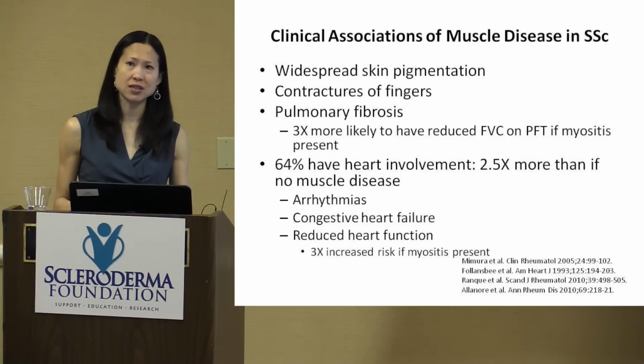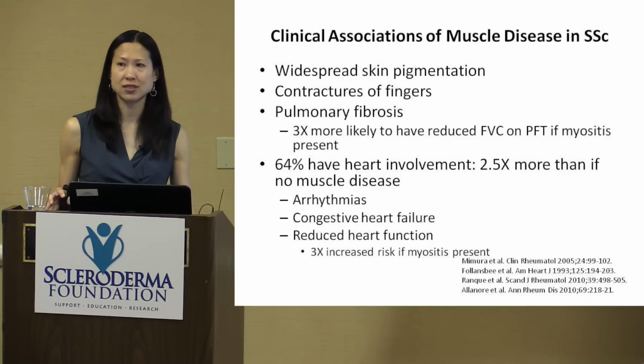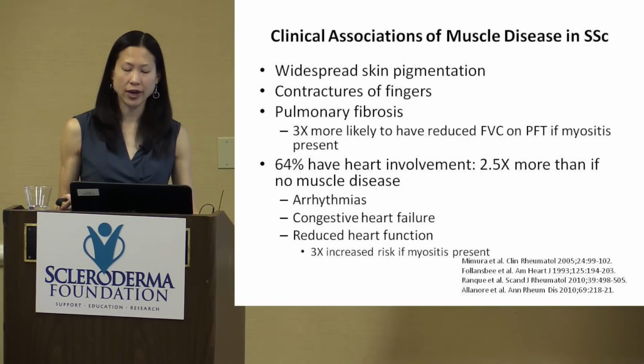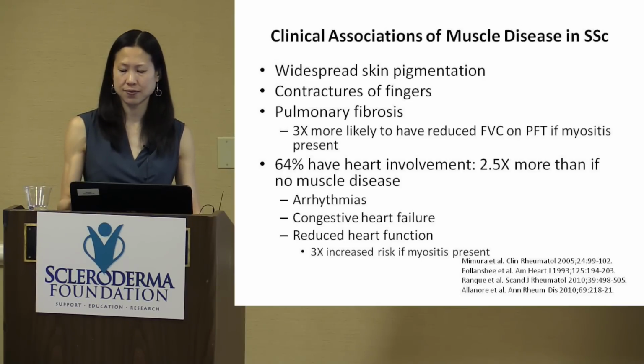What definitely multiple studies have shown is that there's a connection between having muscle disease and heart disease. So 64% of patients who have muscle inflammation have heart involvement. And you're 2.5 times more likely to have heart disease if you have muscle disease than if you don't have muscle disease. So what defines heart disease? If you have arrhythmias, congestive heart failure, reduced heart function. So again, you're more likely to have heart disease if you have myositis present, and likewise, you're more likely to have myositis if you have heart disease. So the two of them are associated.